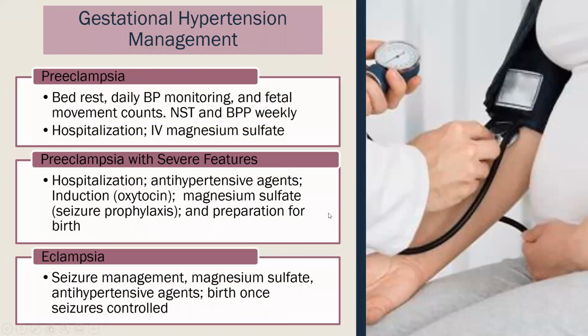So looking at the management of gestational hypertension, if it's preeclampsia, depending on whether it's considered mild or with or without severe features is how it's labeled nowadays. So if it's without severe features, then we might look at bed rest at home. Of course, we're going to have to give good education about that. Daily blood pressure monitoring, and the blood pressure cuffs that they use at home are not always very accurate.